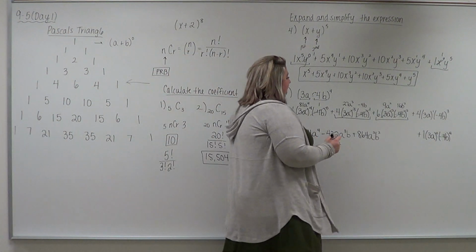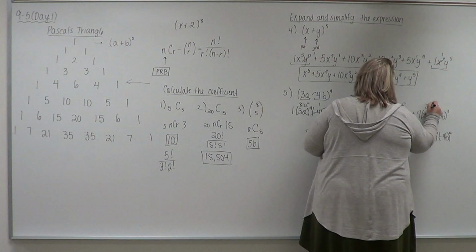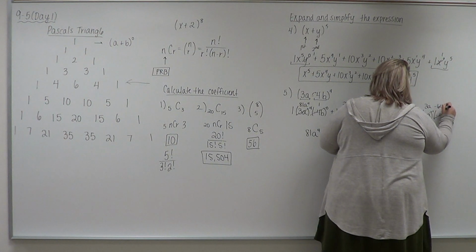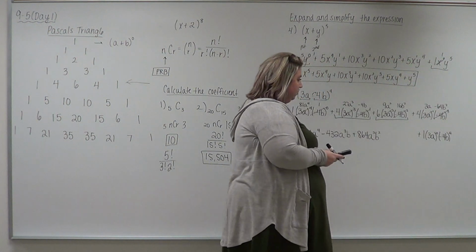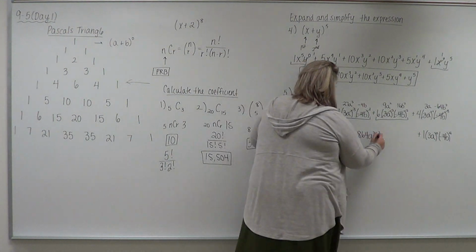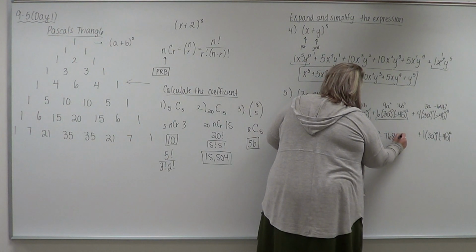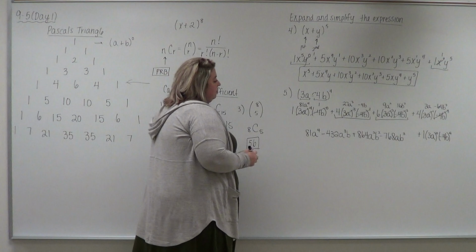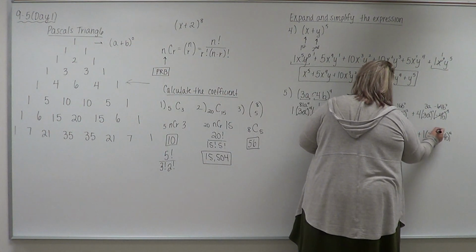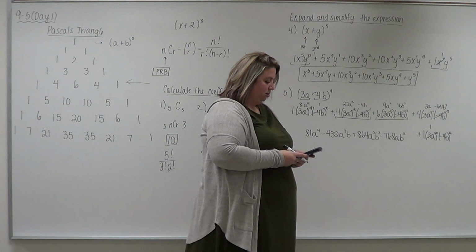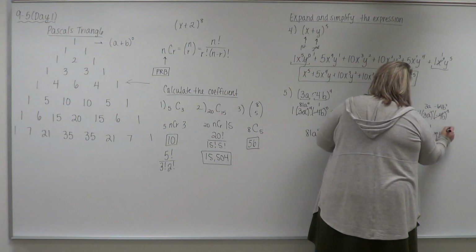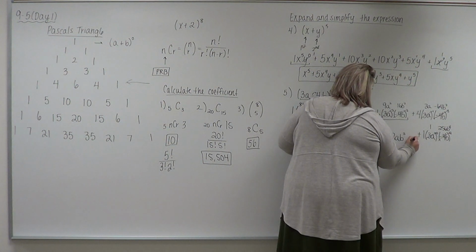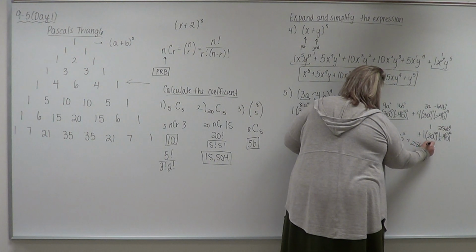Okay, if I keep going, 3a to the first, this would be 3a. Negative 4b to the third, be negative 64b to the third. So this would be minus 768ab to the third. And then my last one, 3a to the 0, well those are both going to be 1, because anything to the 0 is 1. This would become 256b to the fourth. So if I multiply those all together, I'll do plus 256b to the fourth.